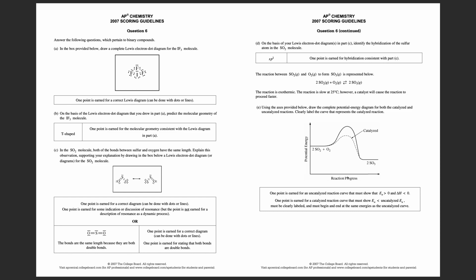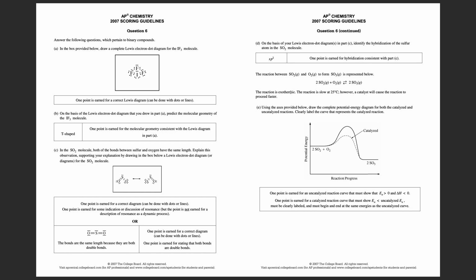Notice what's on the axes here, the reaction progress and the potential energy. I had a number of you guys drawing a different type of graph, which was the relative number of collisions and the energy of the collisions. This has nothing to do with collisions. This is not a collisions type of graph. This is a potential energy graph for an exothermic reaction.